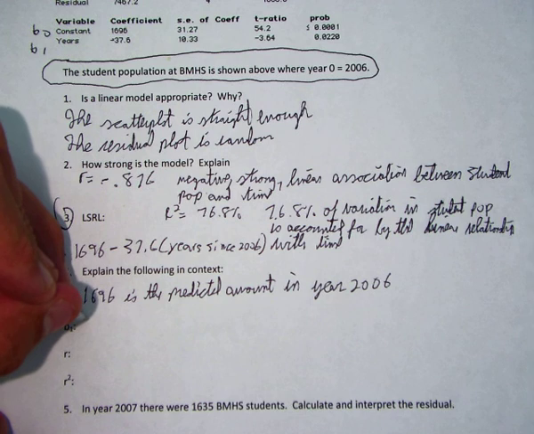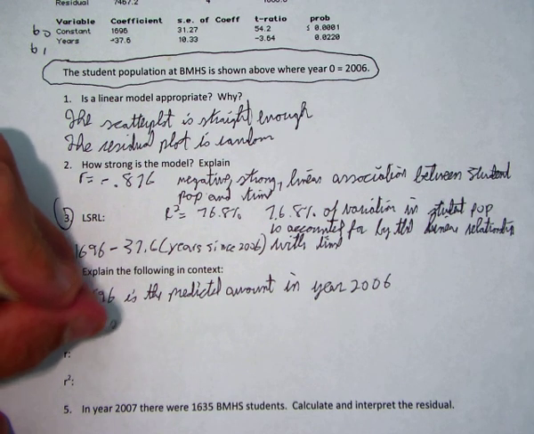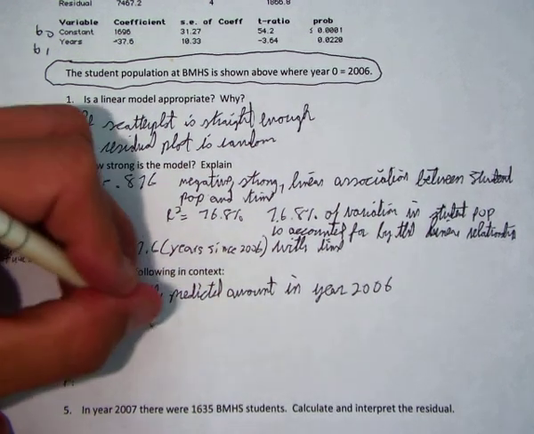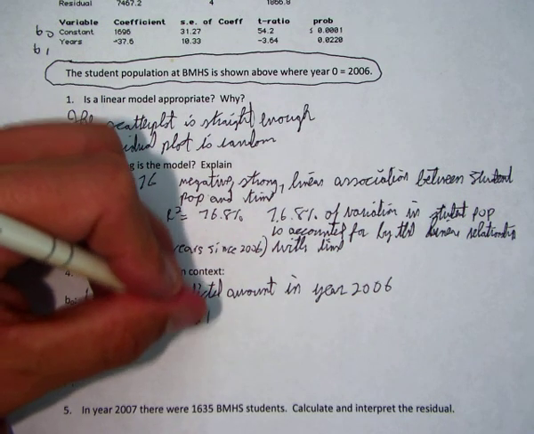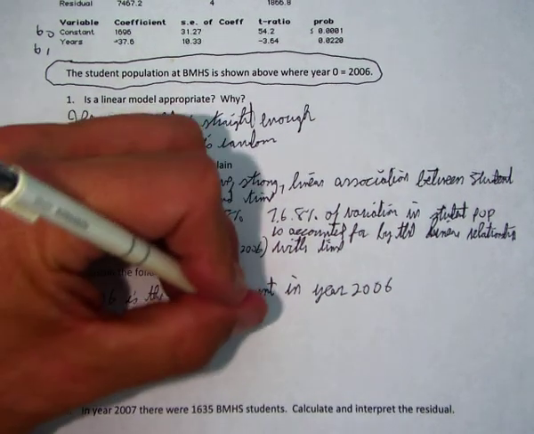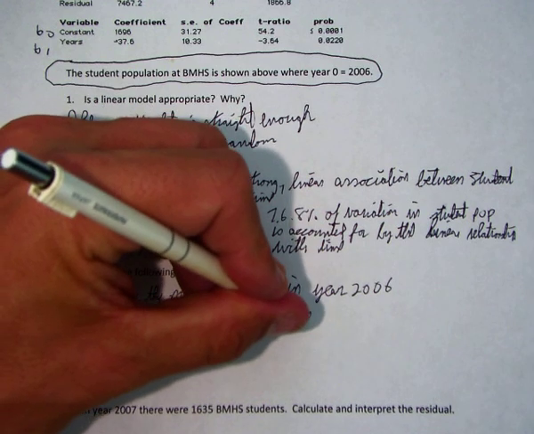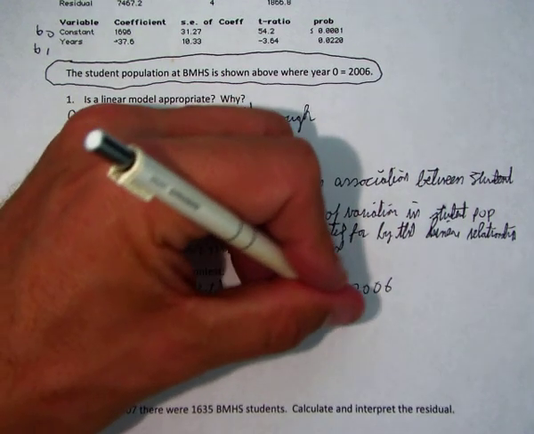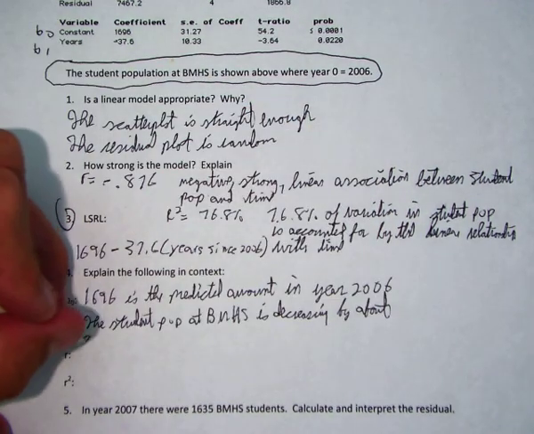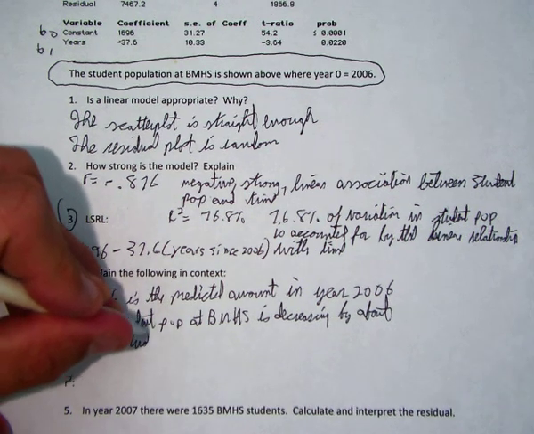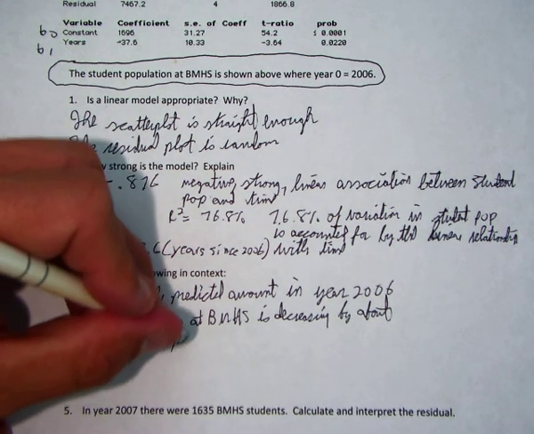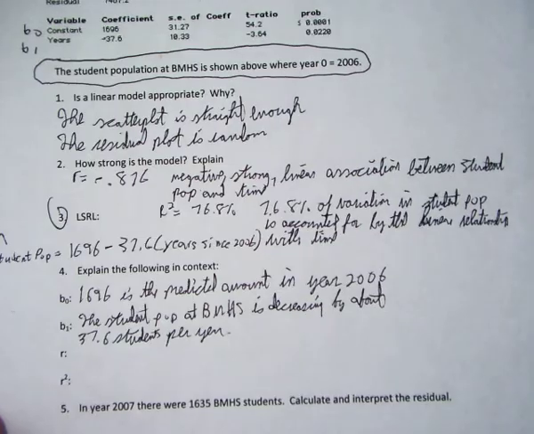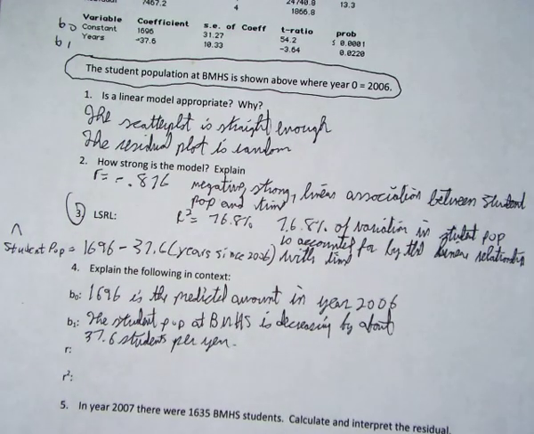So the slope is the student population at BMHS is decreasing by about 37.6 students per year. Another way you could write it is each year increases, the student population of Brian McMahon will go down by about 37.6. Okay, we've already done R.